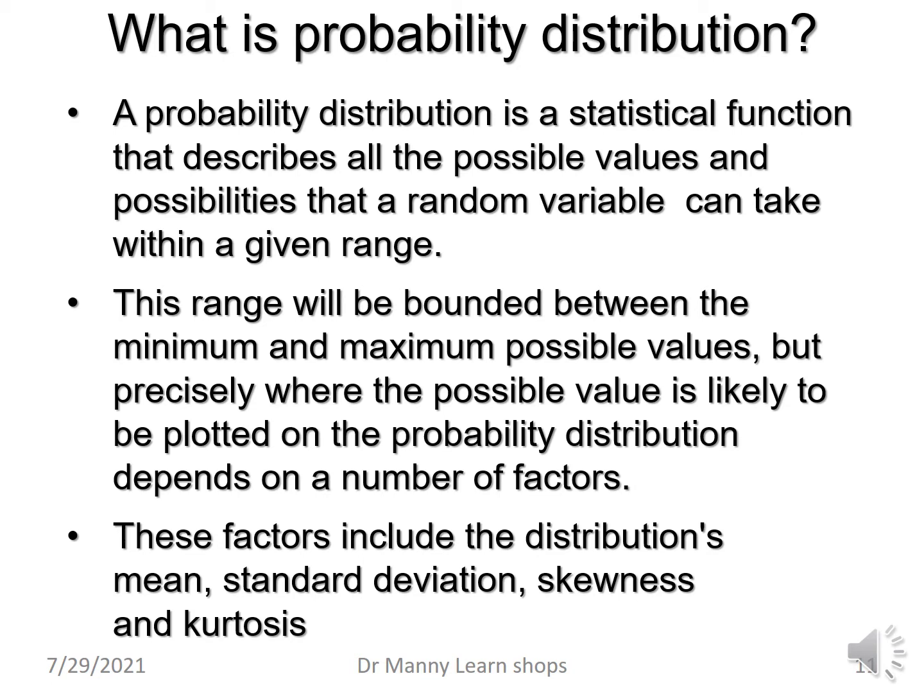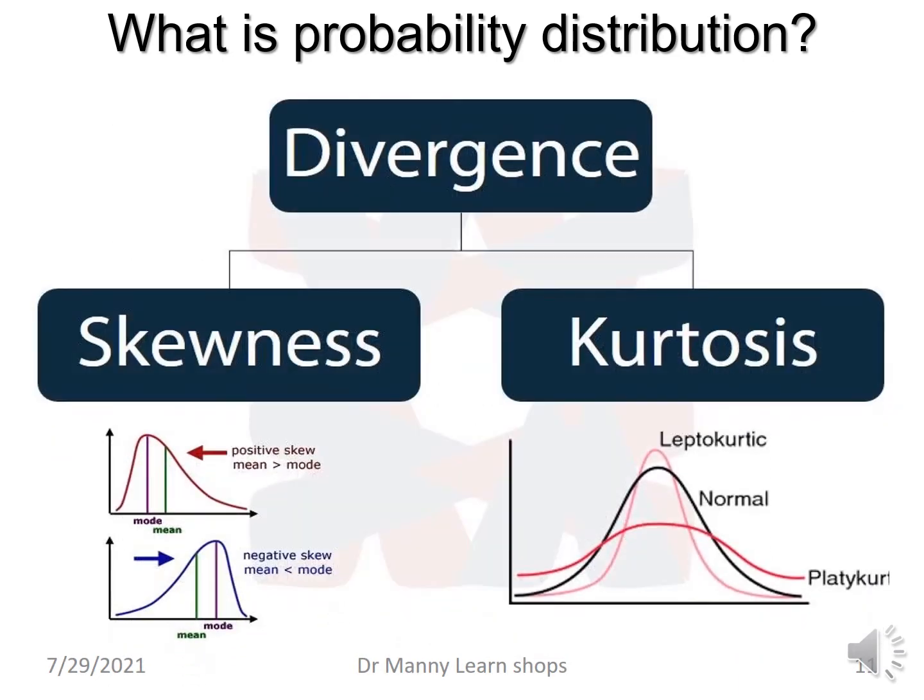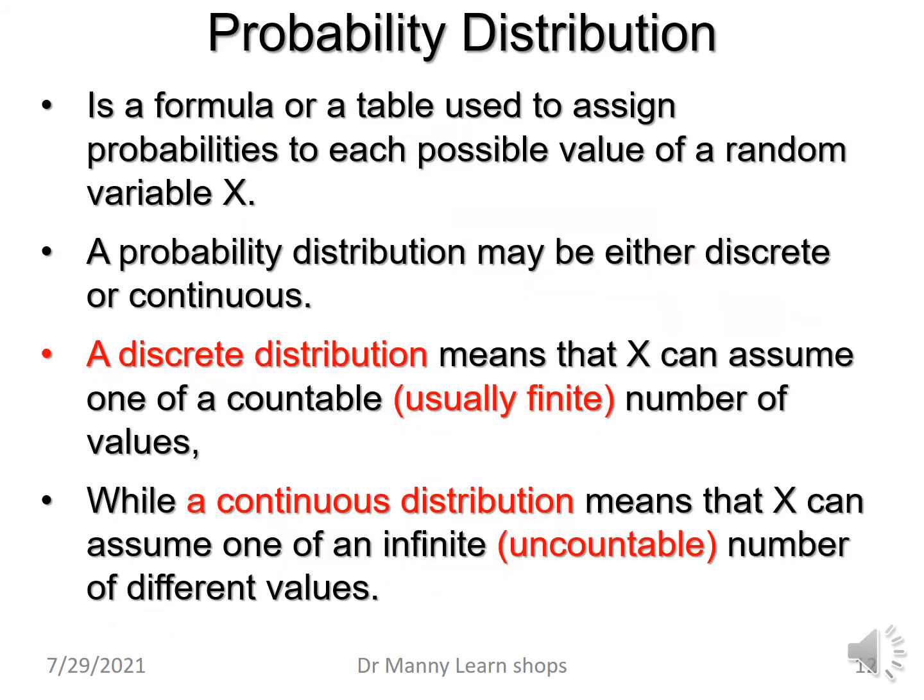So then we need to look at probability distribution. A probability distribution is a statistical function that describes all the possible values and probabilities that a random variable can take within a given range. This range will be bounded by the minimum and maximum possible values, but precisely where the possible value is likely to be plotted on the probability distribution depends on a number of factors. These factors include the distribution's mean, standard deviation, skewness, and kurtosis.